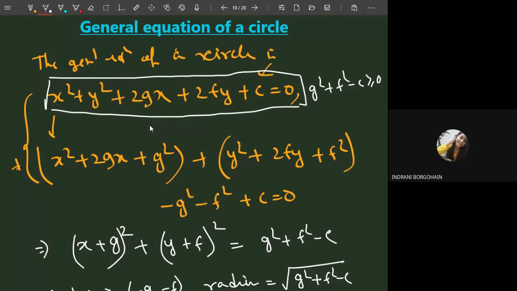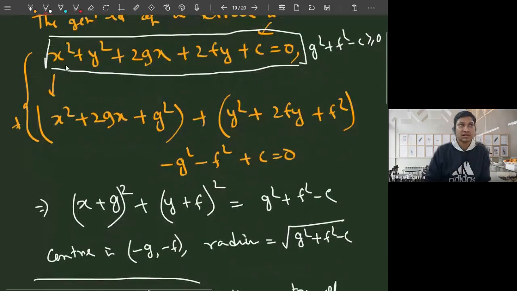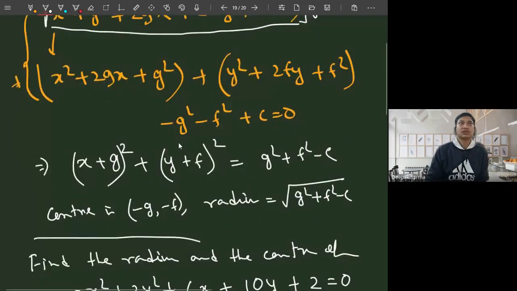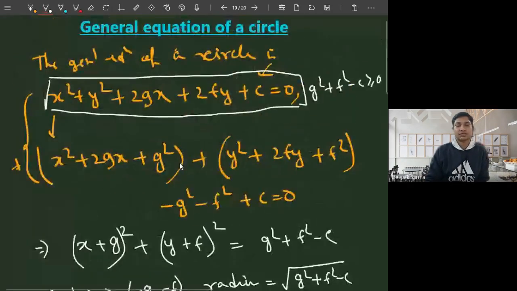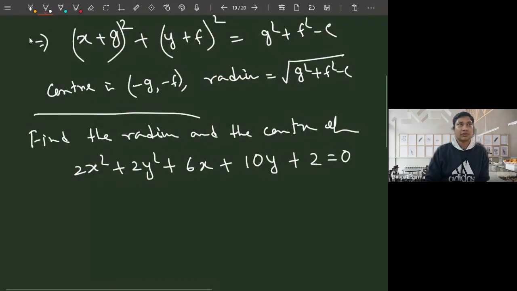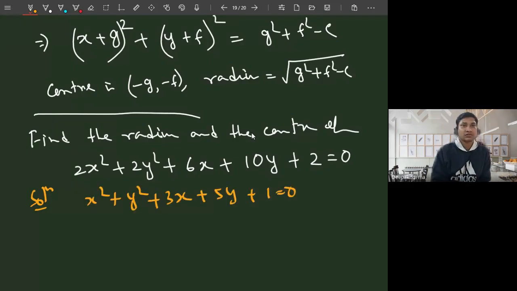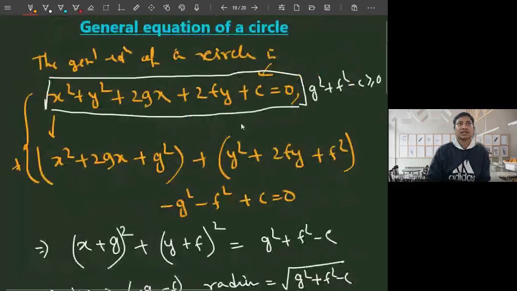Now, do you think this one is a circle or not? Because the general equation has x square plus y square plus 2gx plus 2fy plus c equal to 0. Now, here we don't have x square, y square. We have 2x square, 2y square. Still, this one is a circle. So, if we divide the whole expression by 2, now this one is the same as the general form of the circle.